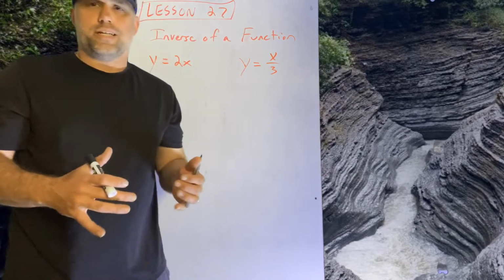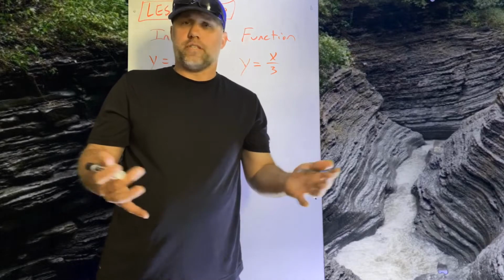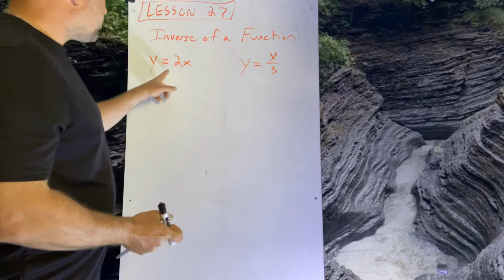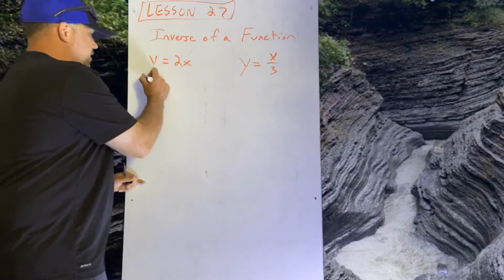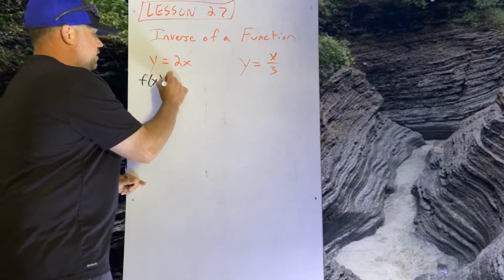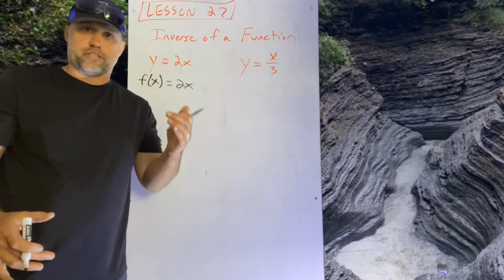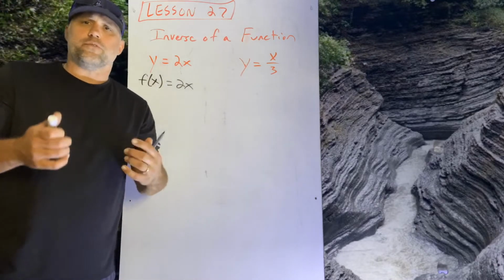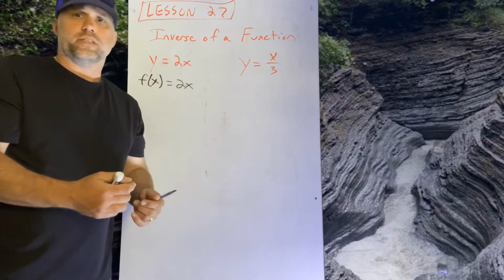All right. Now I'm using the word function. We haven't talked about that in a while, but a function, of course, is just an equation. Basically, like y equals 2x is a function, but in function notation, it's written as f of x equals 2x. So there it is in function notation. So a function's inverse is a function that does the opposite of the original.